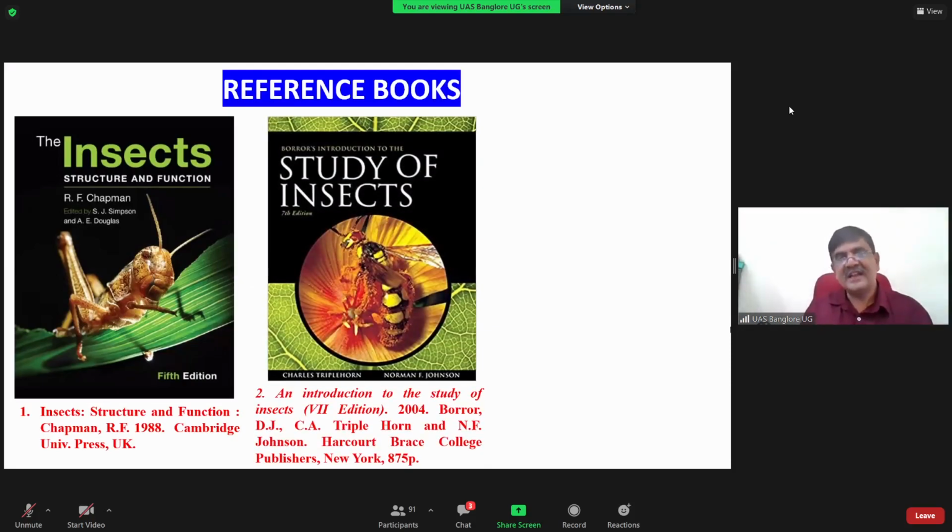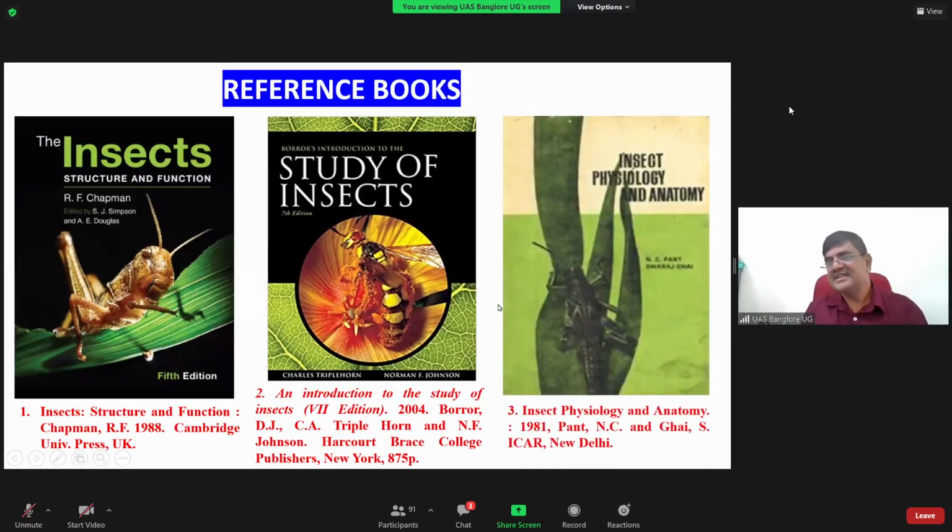The second important book is An Introduction to the Study of Insects by Borror, Triplehorn and Johnson. So it consists of 875 pages. So with respect to the third unit, that is insect anatomy, you can refer to Insect Physiology and Anatomy by Pant NC and Swaraj Gai.